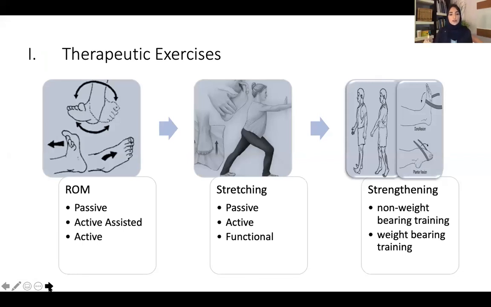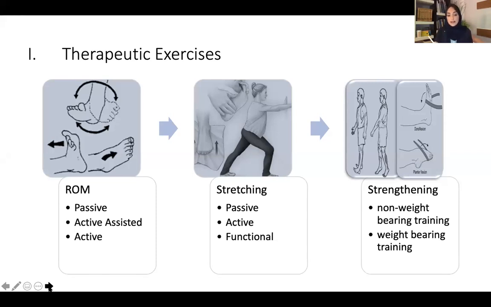We usually start with passive range of motion for patients who have paralysis, progressing to active assisted exercises using some tools, and then finally to fully active exercises. Stretching exercises are very vital for the calf muscle and Achilles tendon because they prevent contractures and marked tightness.